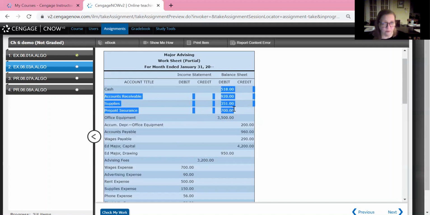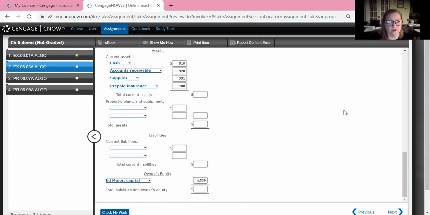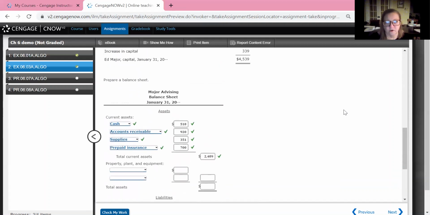And then I'm moving on. I'm looking for long-term assets after that. So let me just go summarize these current assets. 518 plus 920 plus 351 plus 700, 2489. See if it's right. Yeah, it's good so far.